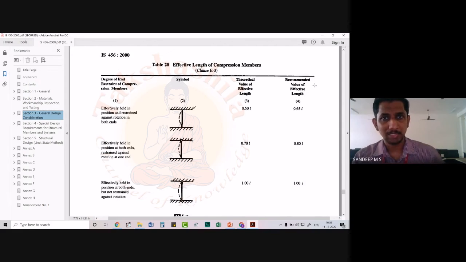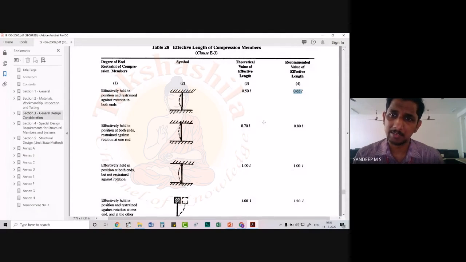But when we go for the actual, practical design, the value recommended by the code is 0.65 times L. This is based on experimentation as well as experience. If we are purely deriving things theoretically, it comes to around 0.5 times L, but the recommended value is 0.65 L. Similarly, for different end conditions, we have different values of lambda. Say one end fixed and another end hinged: in that case, we can go for 0.7 L if you are sticking to the theoretical value, or 0.8 times L if you are going with the recommended value.